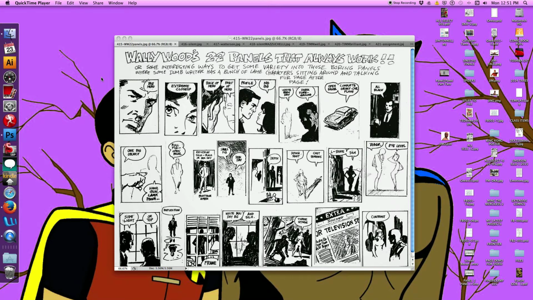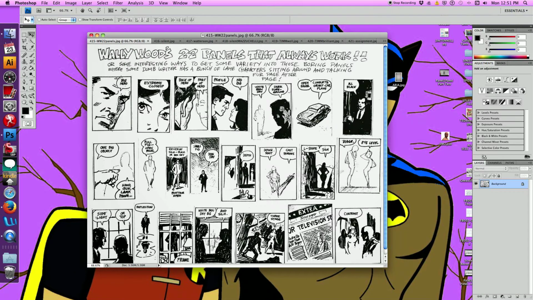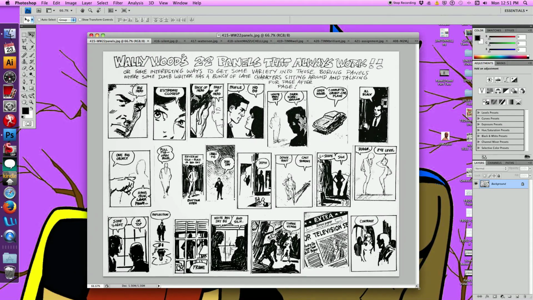All right, panel to panel, part 3. So we're in the third and final part of class number 4. Wally Wood's 22 panels always work. Big fan. I would suggest you use it.